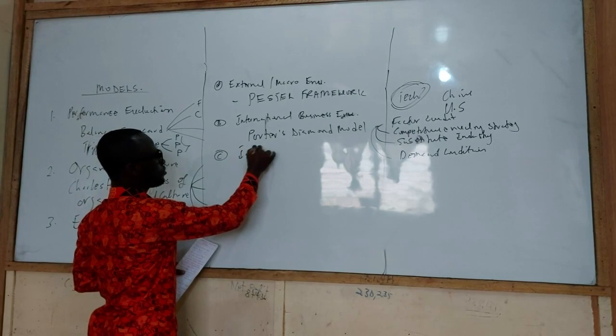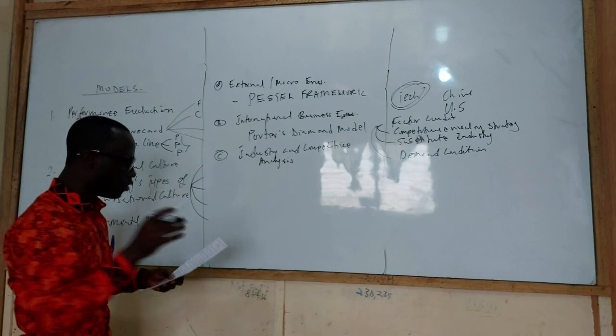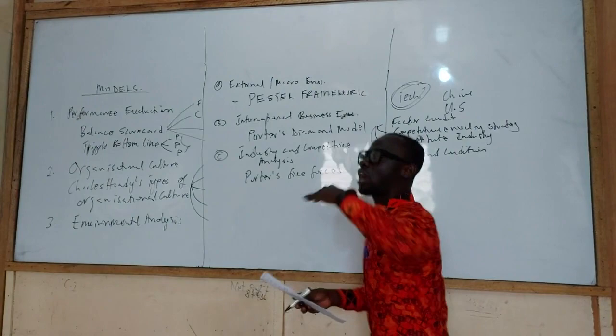Industry and competitive analysis. This is why we look at Porter's five forces. Now, this one has to do with the domestic level. So like in Ghana, how can we measure the competitiveness of the industry? There are five factors that we'll be talking about here.